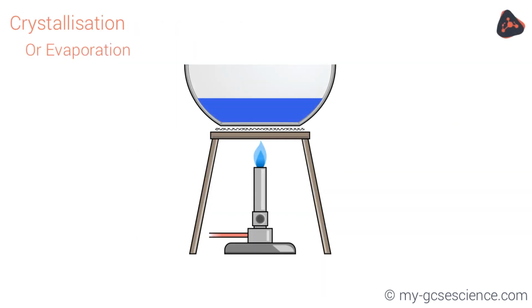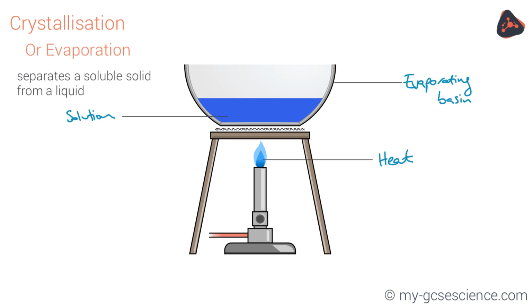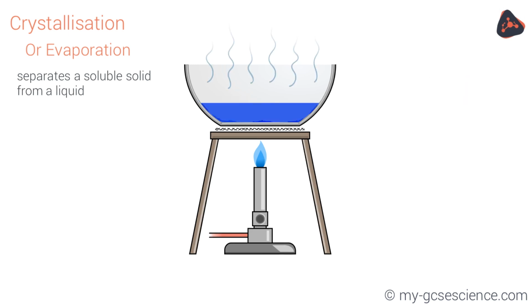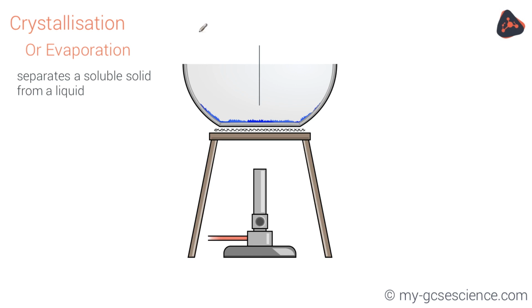Now let's look at crystallization. This is also sometimes called evaporation, and it's used to separate a soluble solid from a liquid. So first, a solution is placed in an evaporating basin and heated with a Bunsen burner. As the solution is heated, the water in the solution evaporates. This means the amount of water in the solution will decrease as it turns into a gas and escapes into the air. As this happens, the solid particles which were dissolved in the water are left behind. Once all of the water has evaporated, the solid is left behind on the bottom and sides of the evaporating basin.